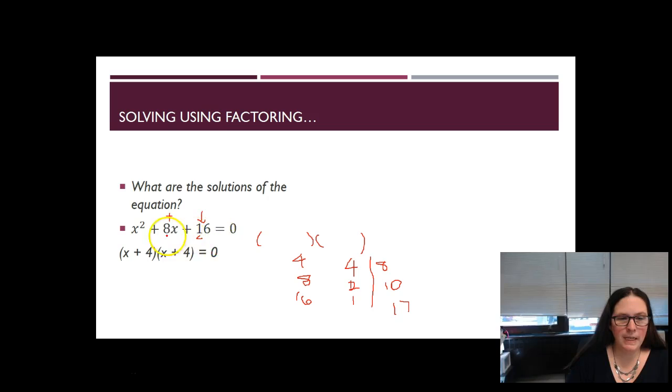So in the end, you'll decide that the best option for this equation, the solution, would be x plus 4 times x plus 4. If you look at that, that's essentially a square, x plus 4 squared. Remember, that can be rewritten this way.